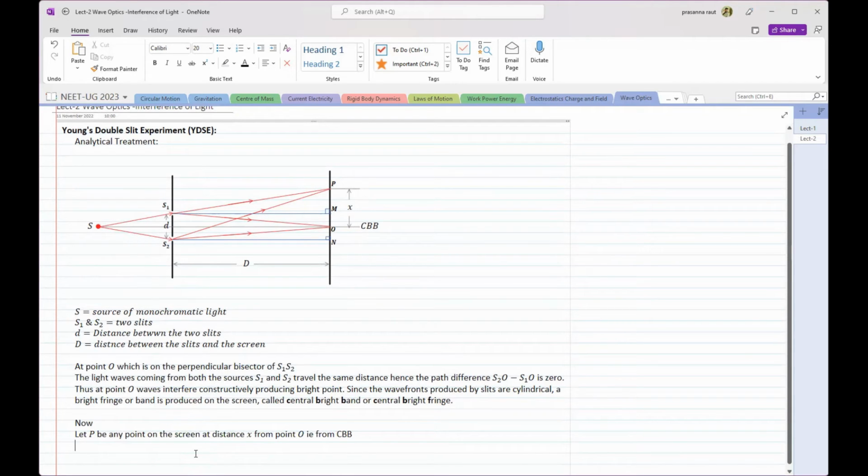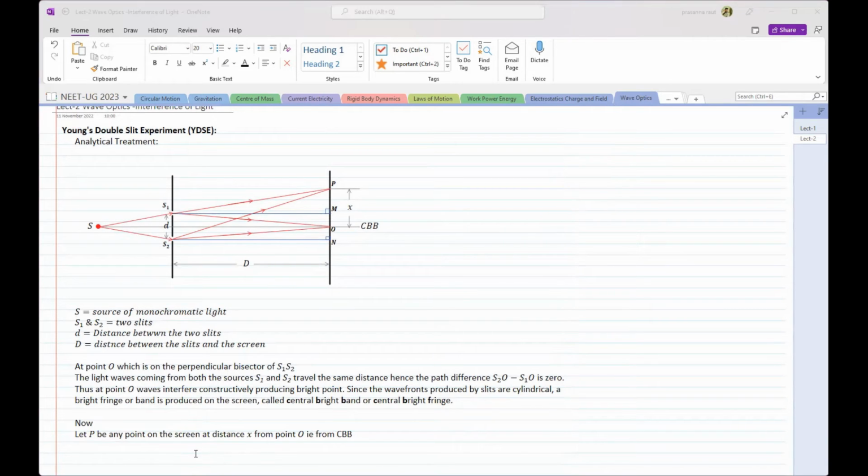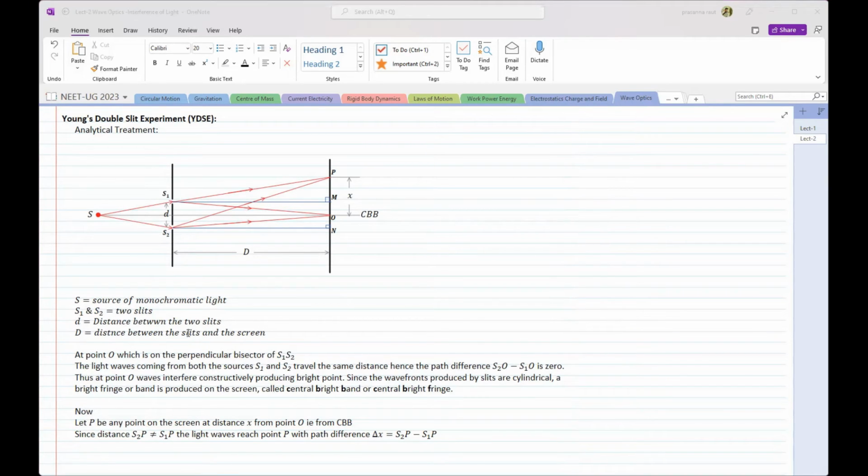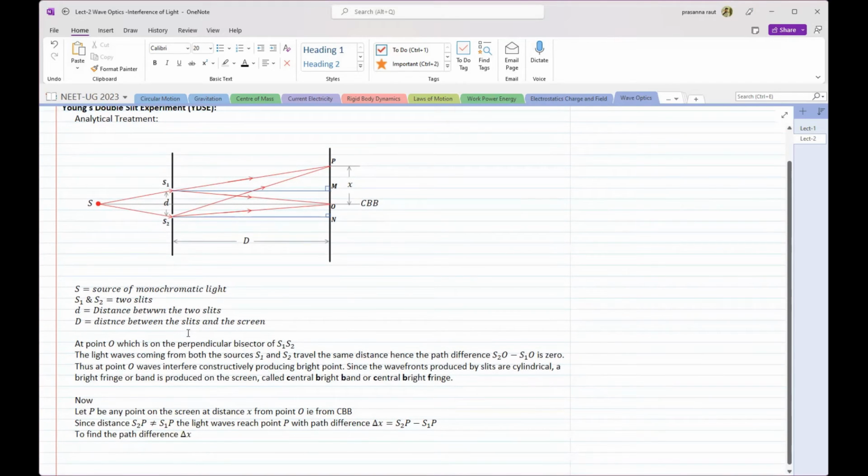At distance X from point O. Okay. Then what will happen? Since the distance S2P is not equal to S1P, you can see that in the diagram. S2P is not equal to S1P. The light waves reach point P with path difference delta X, which is S2P minus S1P. Now to find this path difference, what will we do?